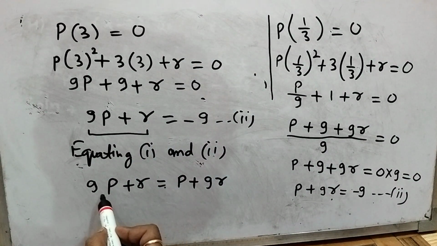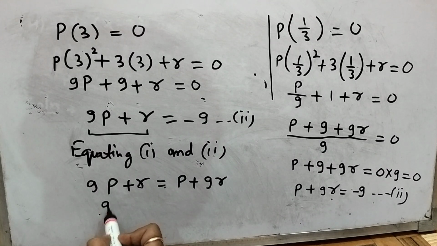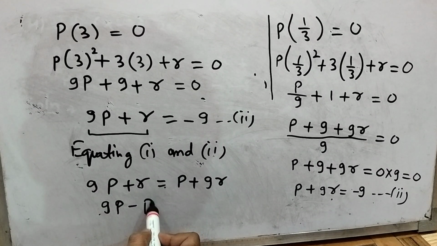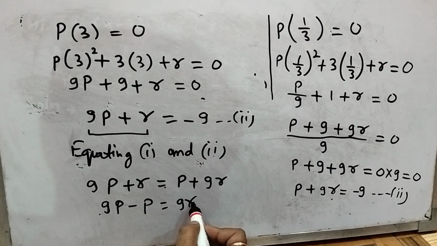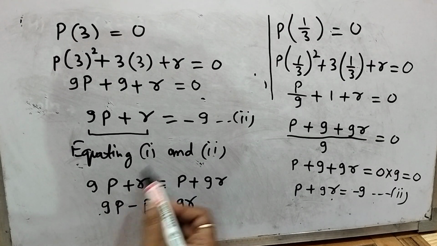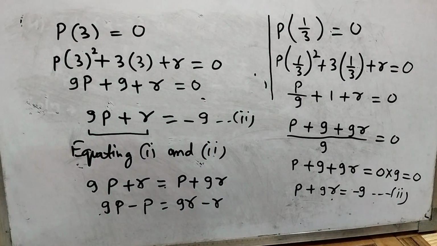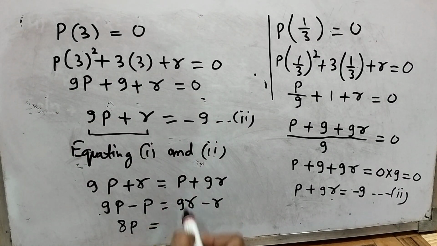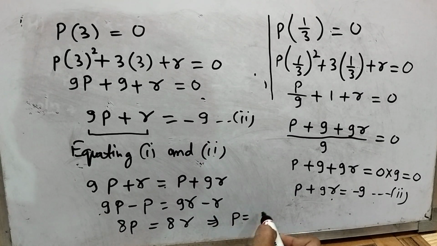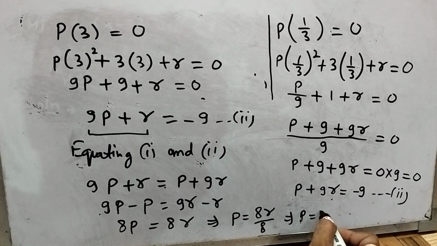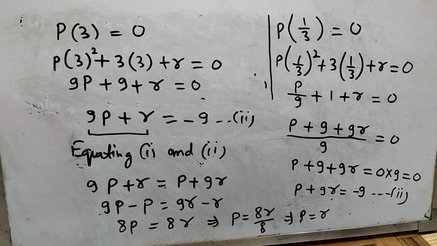So 9p, when transposed, minus p, so p will be transposed here, and 9r, we call it like terms, plus r will be transposed here. We will get minus r here. Here we have 9p minus p, it will be 8p equal to 8r. When you solve this, 8 will be transposed, and we get p equal to 8r by 8, which implies p equal to r. So this is the way we solve these questions. Thank you very much.